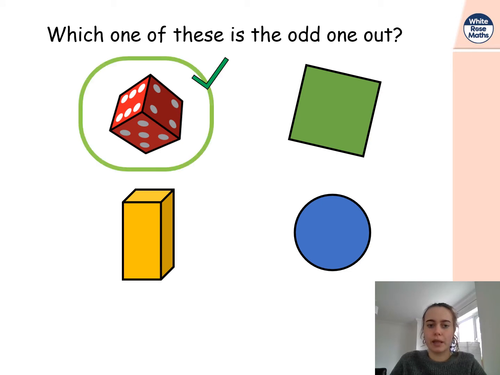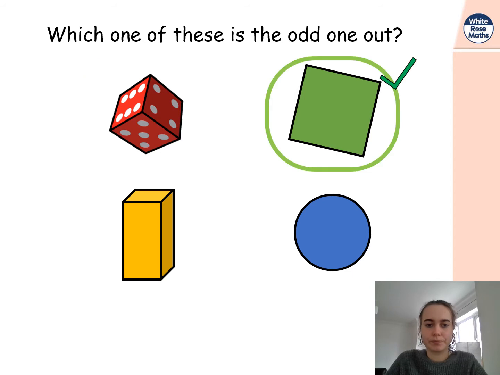So this first one, how is this different to all the other ones? That's right, this one has got spots on it and it's a dice. We wouldn't find a dice in a shape drawer at school. It's not one of our shapes. It of course is the shape of a cube, but it's a dice and we use it for rolling and for games and for maths.